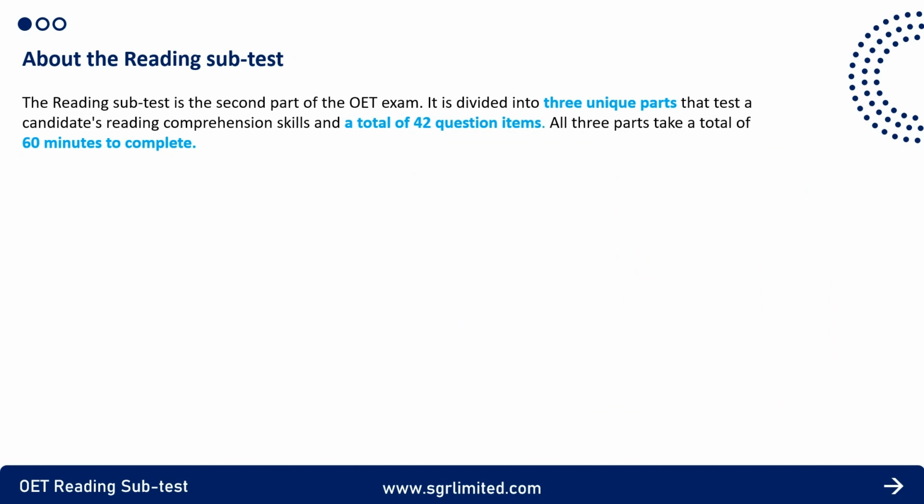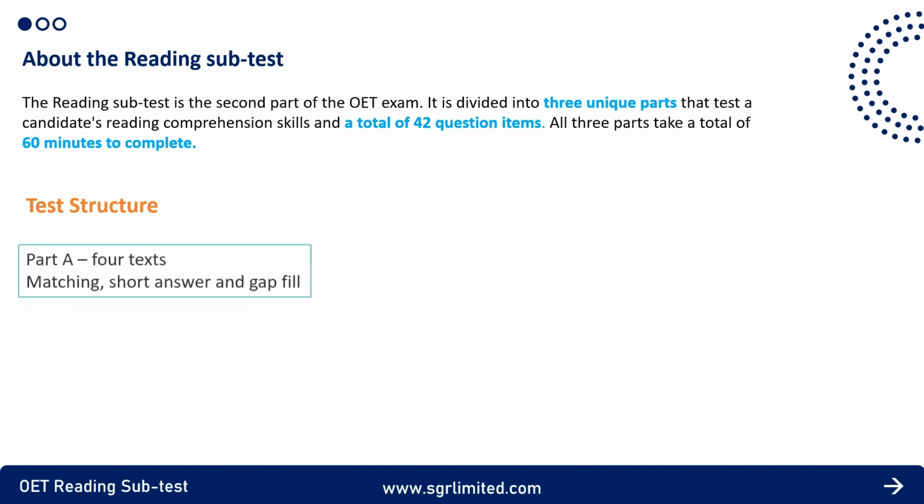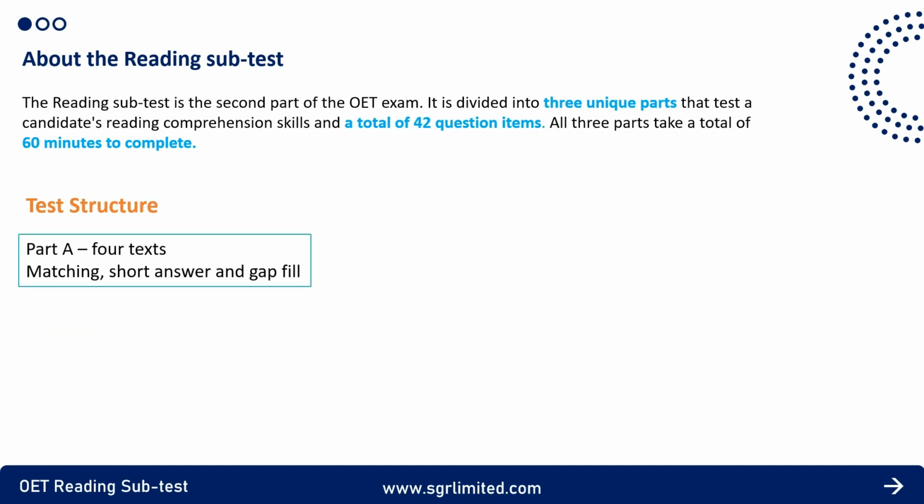Part A has 4 texts for you to read. It consists of 3 question types: matching, short answer, and sentence completion, or sometimes called gap fill. There will be 20 questions in total for you to answer within 15 minutes. This is one of the challenges in Part A. 4 texts to read, 20 questions to answer within this short span of time.